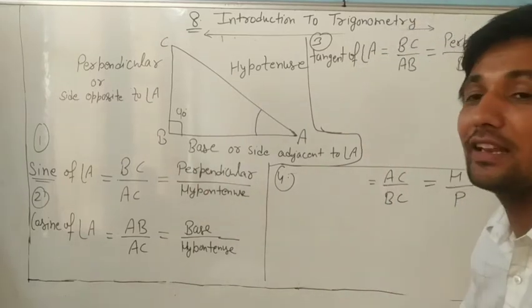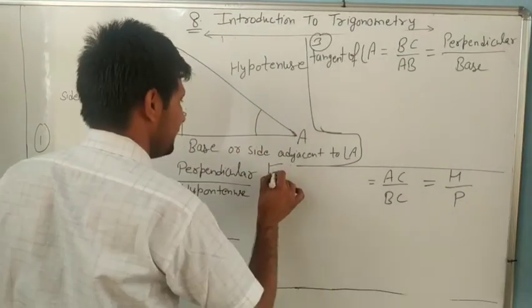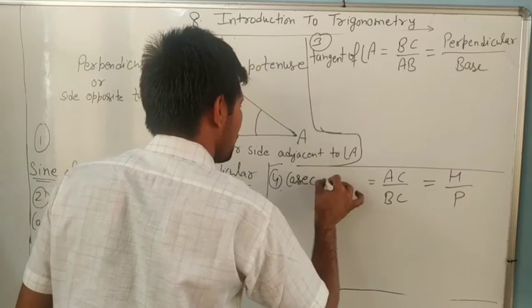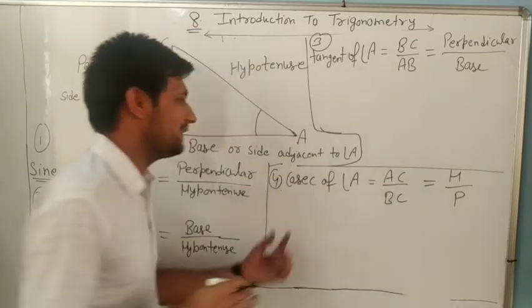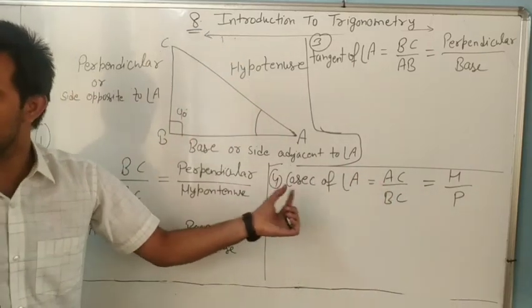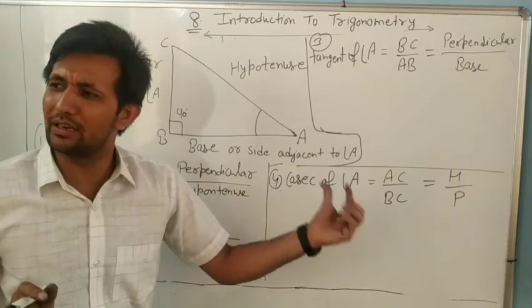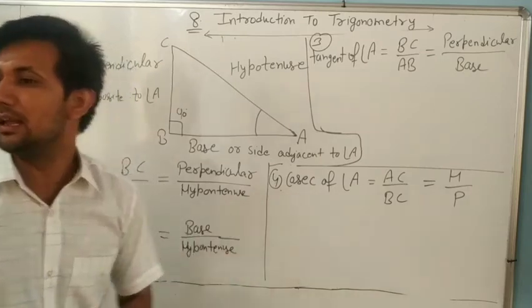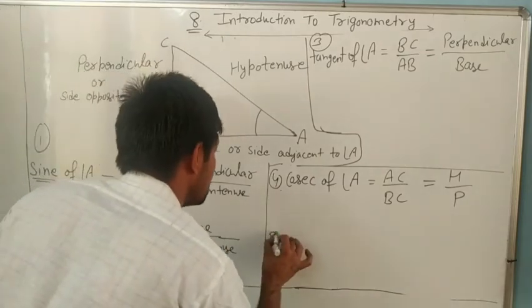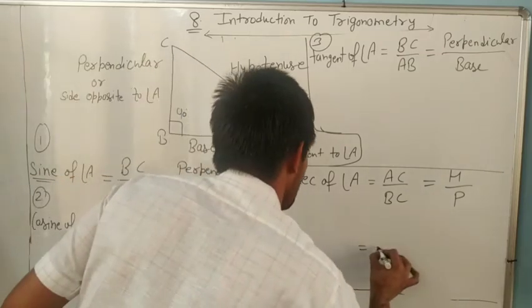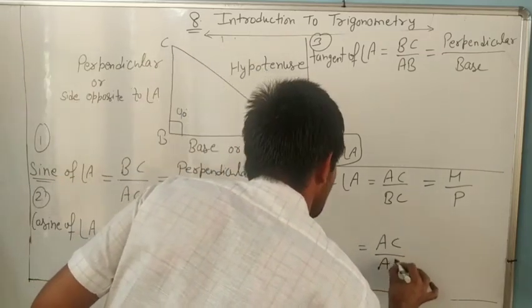What will we give as their name? Their name is cosec of angle A. Only their names are, I think, very bad. But don't be afraid, it's very simple. One time you will read cosec of angle A. Next is opposite of this one: AB by AC, we will write AC divided by AB.